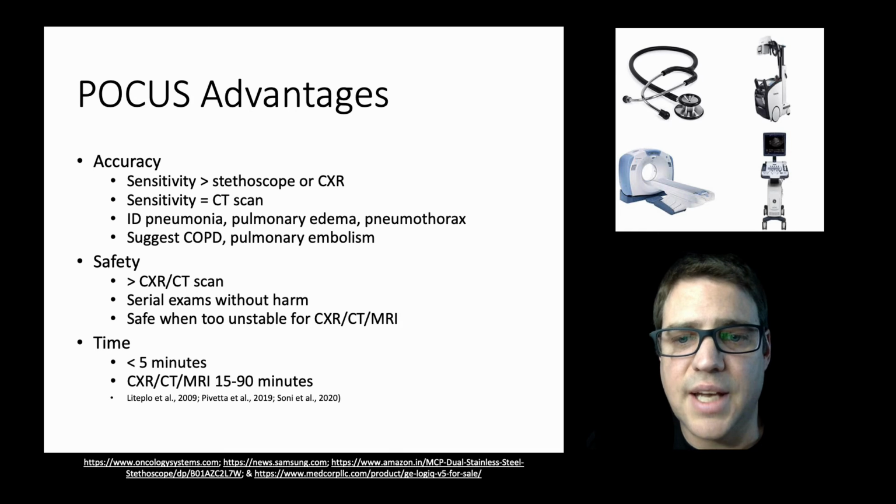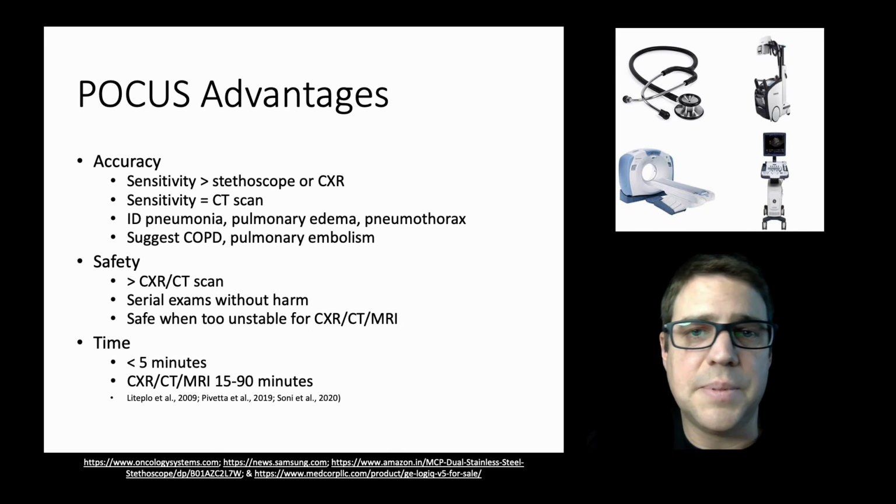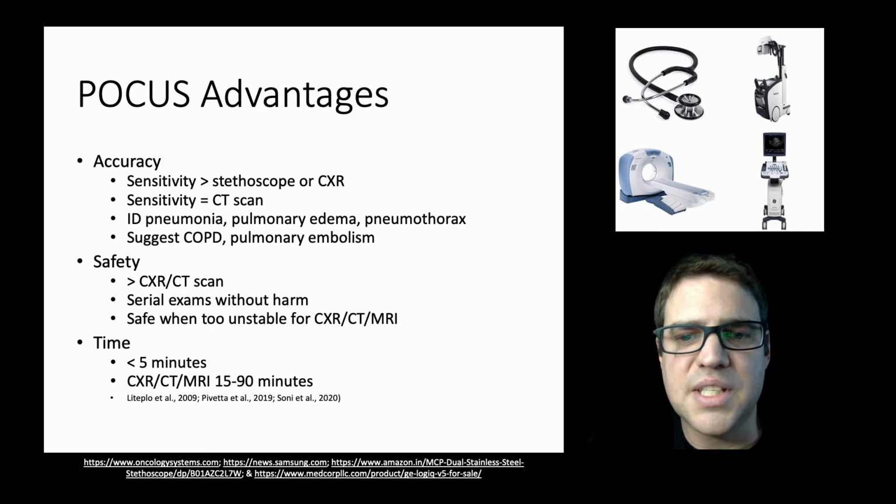For one, POCUS is accurate. For the acutely dyspneic patient, POCUS is more sensitive than a stethoscope at detecting the underlying pathology. POCUS has superior diagnostic accuracy than a chest X-ray, and it's virtually the same as a CT scan. POCUS is especially effective at identifying pneumonia, acute pulmonary edema, and pneumothorax, and it can strongly suggest a COPD patient or a pulmonary embolism.